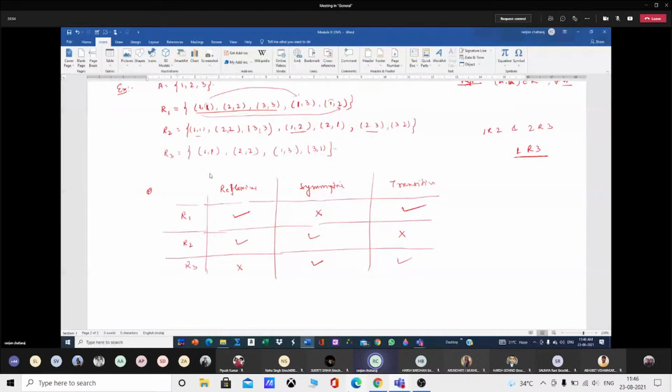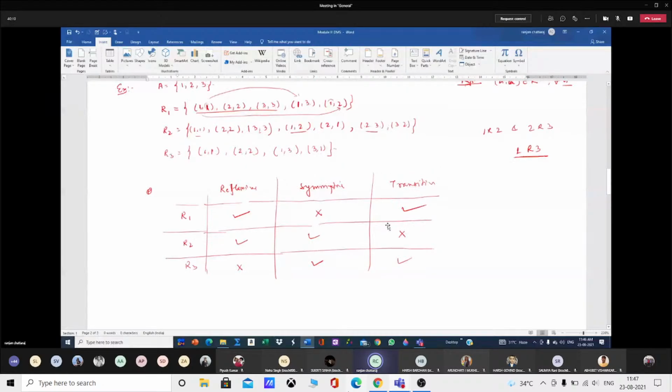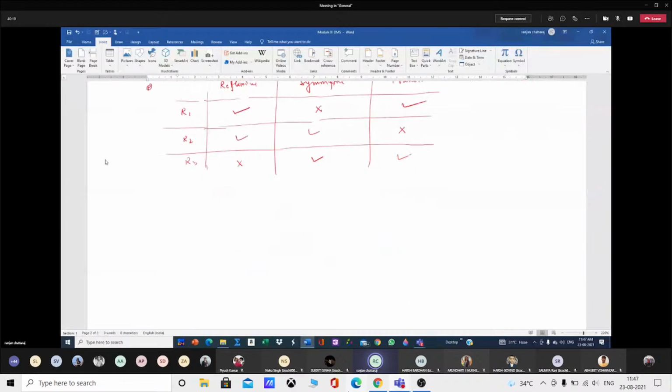Now suppose I am writing another example. So is it clear? Yes, sir. Suppose I am taking another example, any numbers. Suppose A is equal to {1, 2, 3}. Okay, and R is the relation.